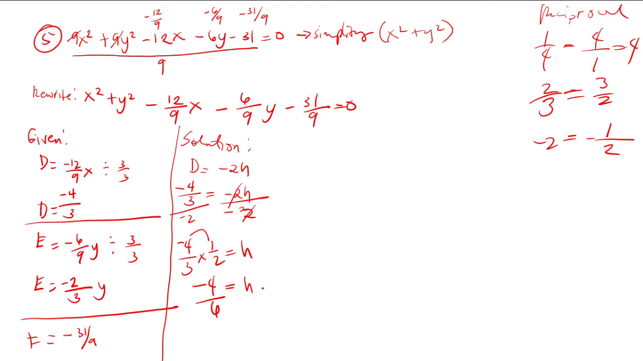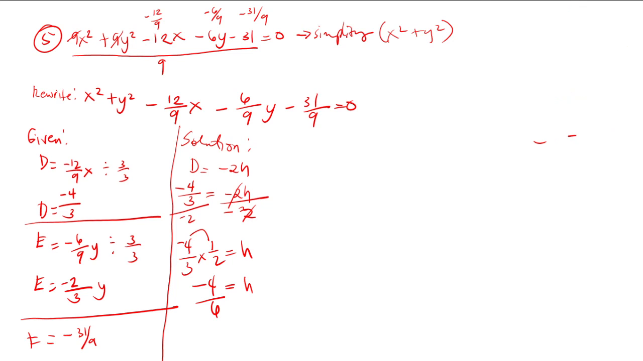That is h. Now, simplify mo yung negative 4. Sandali lang. Simplify natin siya. Negative 4 over 6 by dividing both sides by 2 over 2. Negative 4 divided by 2 is negative 2. 6 divided by 2 is 3. So, negative 2 over 3 ang ating h. Yun ang value ng h natin.